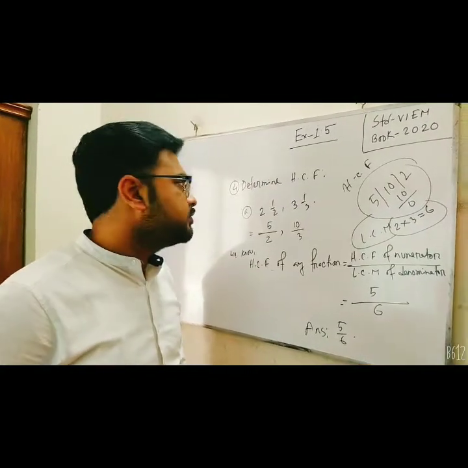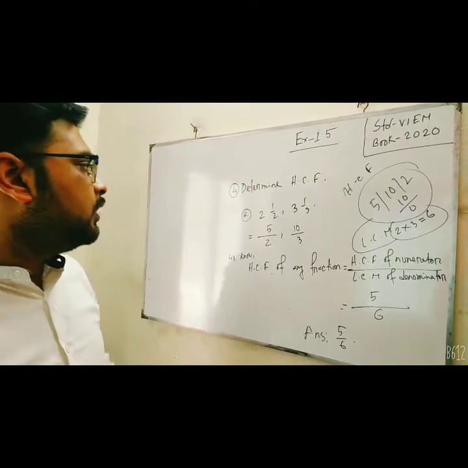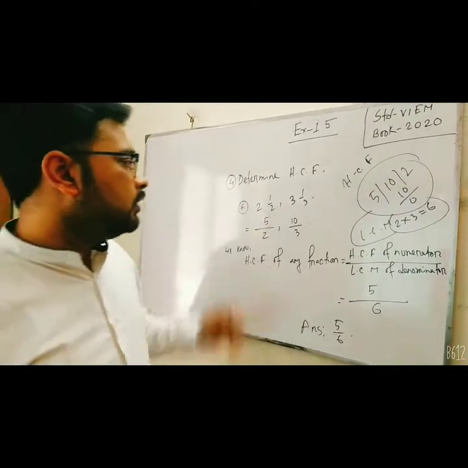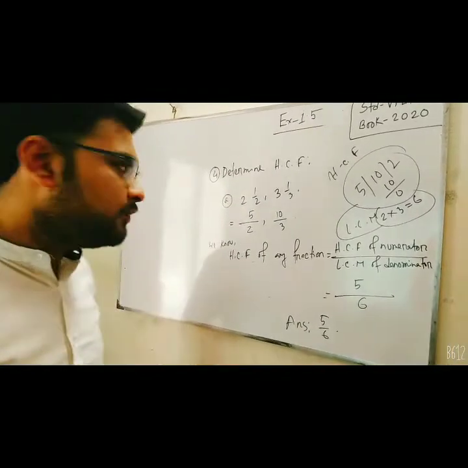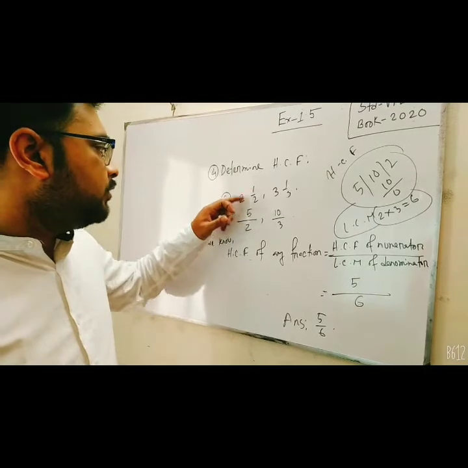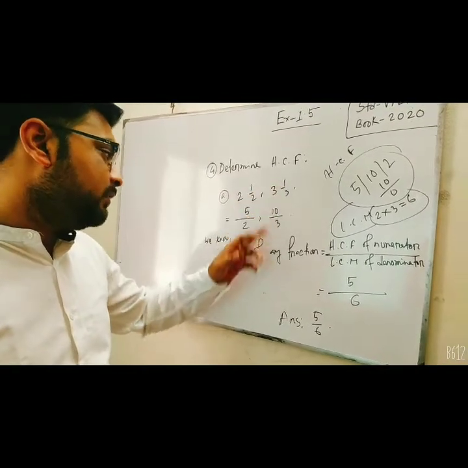Our next question is question number 4. Determine the HCF, or find out the HCF. Question number A: 2 whole 1 by 2 and 3 whole 1 by 3. First of all, we will break the mixed fraction. 2 2s are 4 added with 1, that means 5 by 2. 3 3s are 9 added with 1, that means 10 by 3.